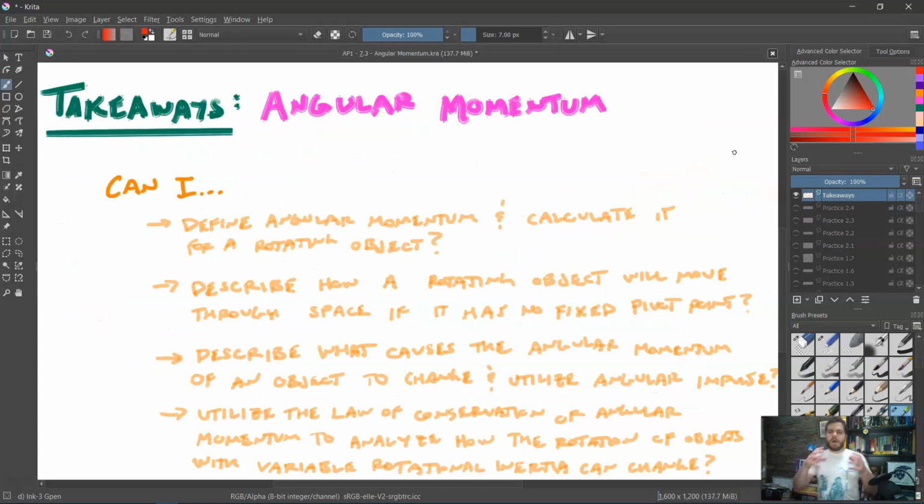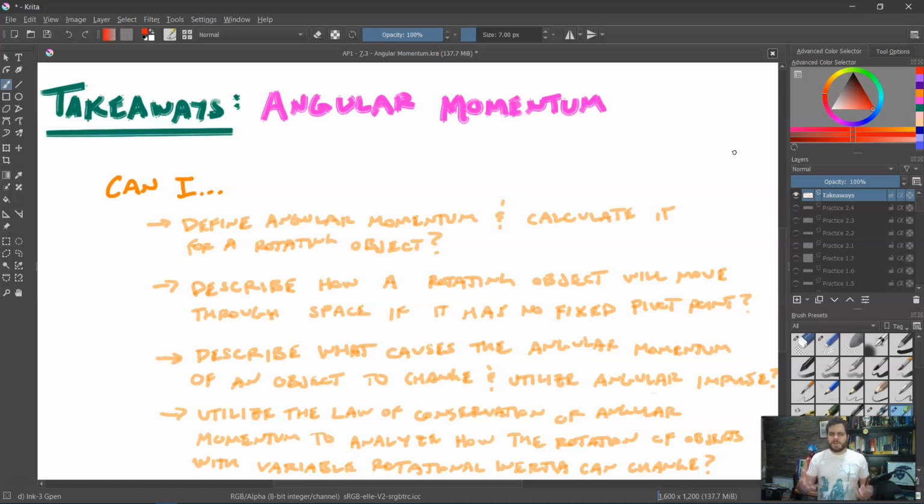So what are our takeaways on angular momentum? Well, one, can we define what angular momentum is? That's a measurement of rotational motion. And can we calculate it using L equals I omega? Can we describe how a rotating object will move through space if it has no fixed pivot points? If we throw something through the air, it will rotate about its center of mass, and that center of mass will follow the normal parabolic arc. Can we describe what causes the angular momentum of an object to change, aka a torque, and therefore utilize the equation of angular impulse, that delta L is equal to tau delta t equal to I delta omega?